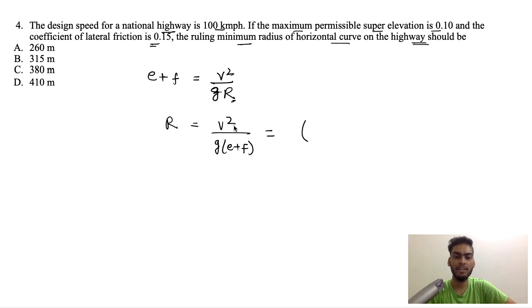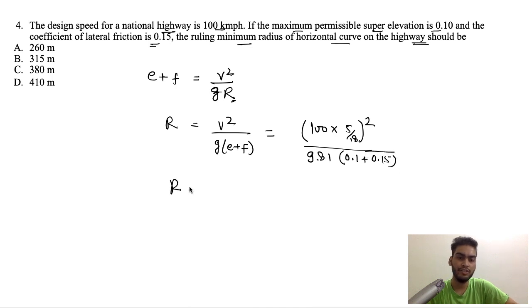So in this formula, the velocity is in meter per second. So here we'll multiply it with 5 by 18 for conversion times G, that is 9.81, E plus F, that is 0.1 plus 0.15 as given in the question. So we solve for R and that comes out as 314.6 meter, or we can approximate it as 315 meters. So option B is the correct answer for this one.